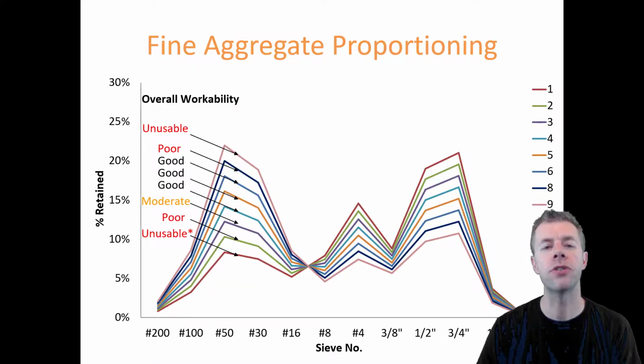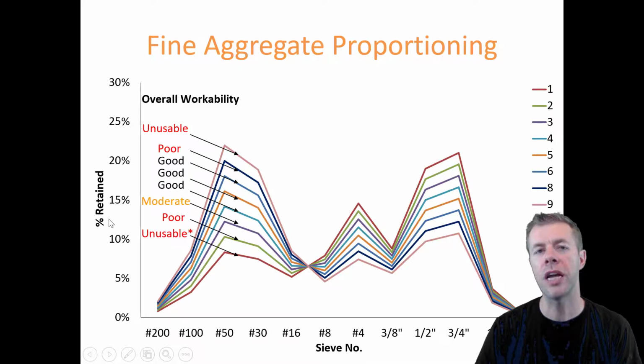Now we did our same teeter-tottering. We have sieve size down here, we have percent retained over here, and we teeter-tottered up and down. We kept the percentage of intermediate and coarse aggregate the same, and we just changed the amount of fines up and down. And again, we see this window of workability, this really good performance, and then it goes to moderate and then poor and unusable. Same thing up above. If you get too high, it goes to poor and then eventually unusable. So there's this sweet spot that you want to have for the aggregates.